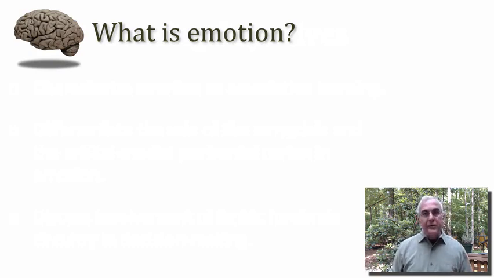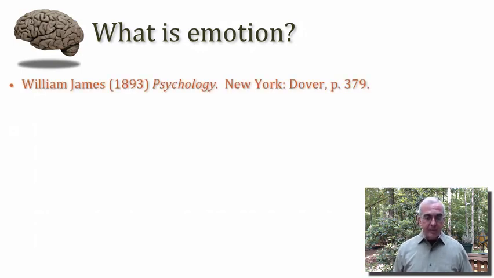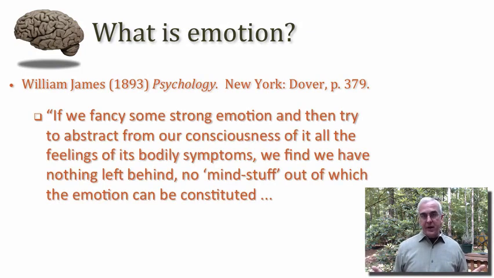But let's appeal to some thoughts from really one of the founding fathers of biological psychiatry, William James. What did James have to say about emotion? Well, more than a century ago now, James described it this way. He said, if we fancy some strong emotion and then try to abstract from our consciousness of it all the feelings of its bodily symptoms, we find that we have nothing left behind. No mind stuff out of which the emotion can be constituted.